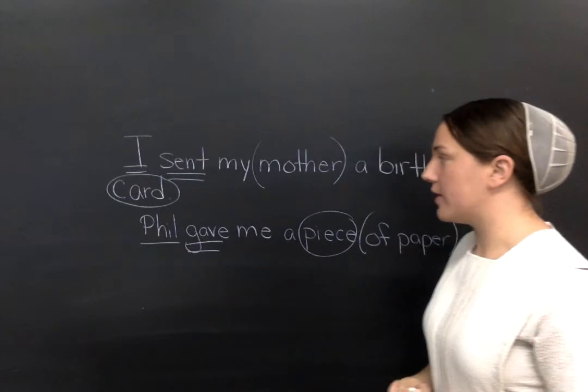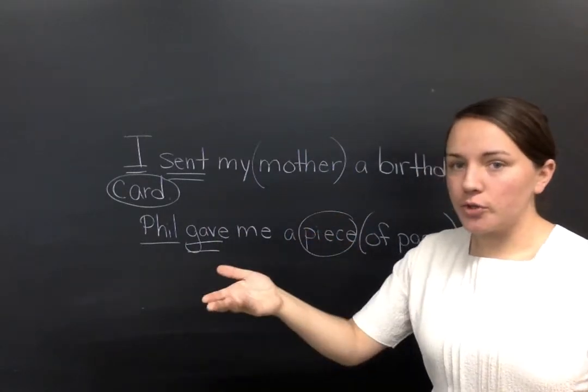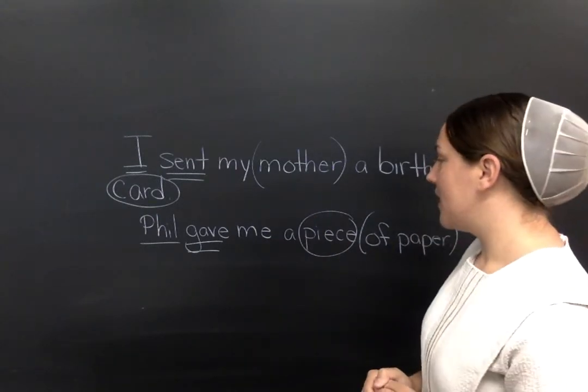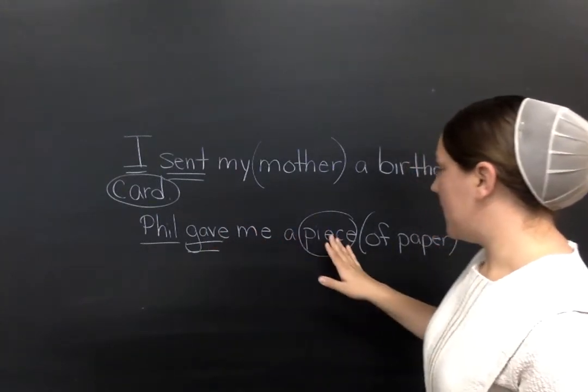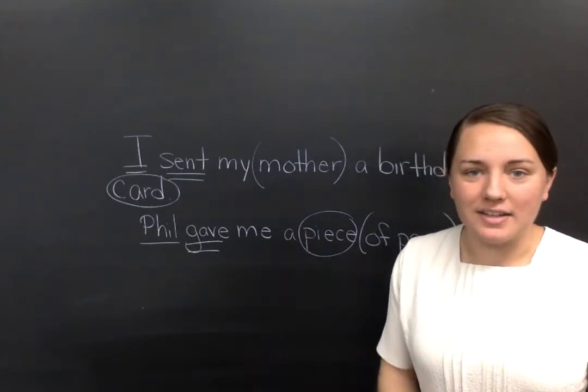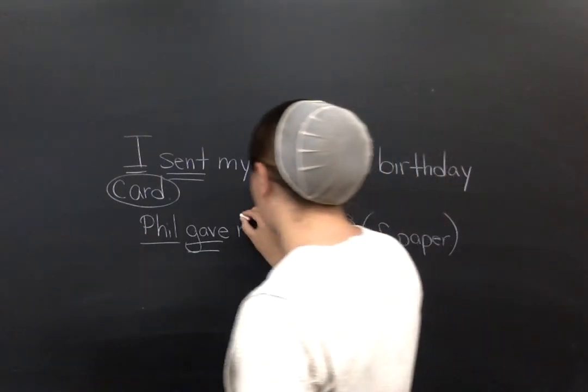I'm just going to put parentheses around that. I sent card to whom or for whom? And it was for mother, so that is your indirect object. Now we have Phil gave a piece to whom or for whom, to what or for what? Who was it for? Me.